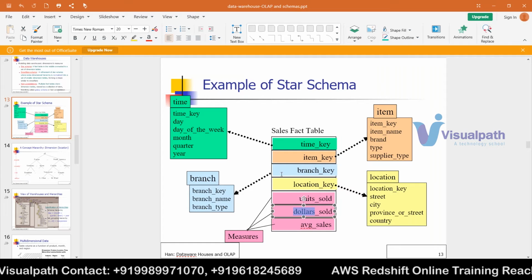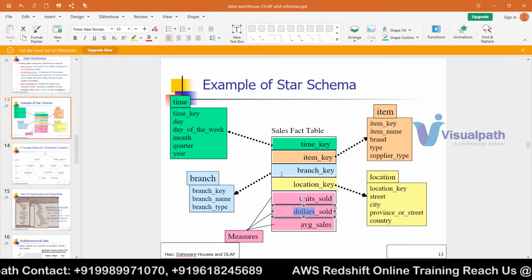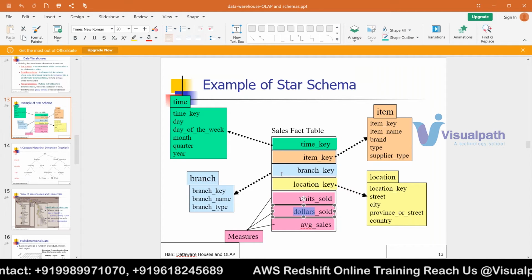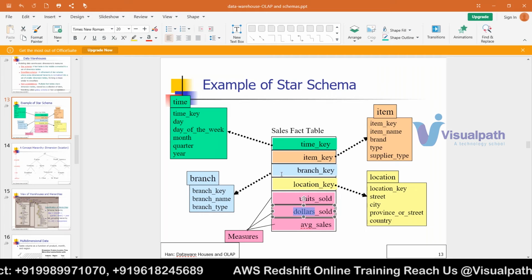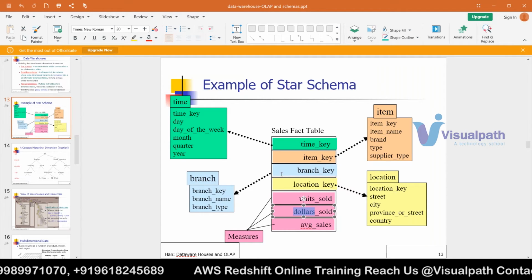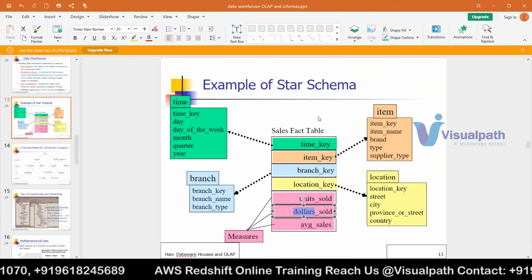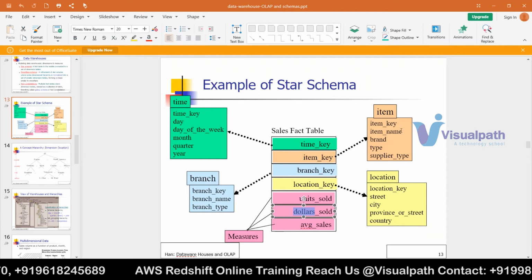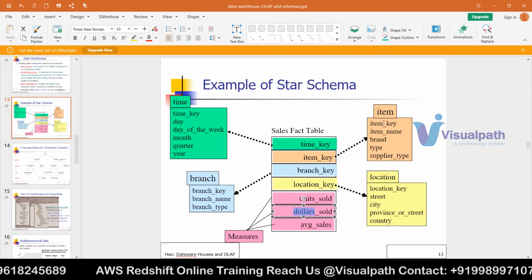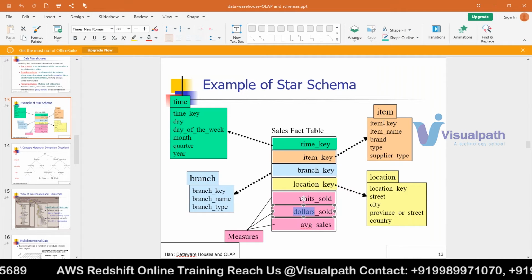I'm not talking about the dimension, I'm talking about the fact table. Do you have any limitation on creating fact tables? No, there is no limitation. Yes, there is no limitation, because the fact table is going to have the keys of all the dimension tables. So that means we can join with other dimension tables also, and that means we are getting the data we want.